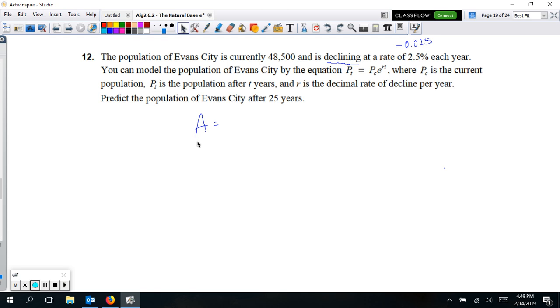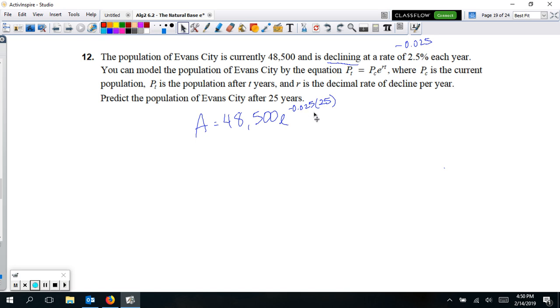Now, I did put an A here, just because of the PERT formula, so it may be less confusing. Our A, the final amount of the population for Evans City, is A. And then the P from the PERT formula is like the principal, which is the initial amount. P is always going to be the starting amount, the initial amount in the PERT formula. So that's the 48,500. Then we have our e next to that, and the exponent is going to be the rate. The rate is negative 0.025, and we're going to multiply it times time, which is 25 years in this problem. So here's what we're going to plug in on our calculator.